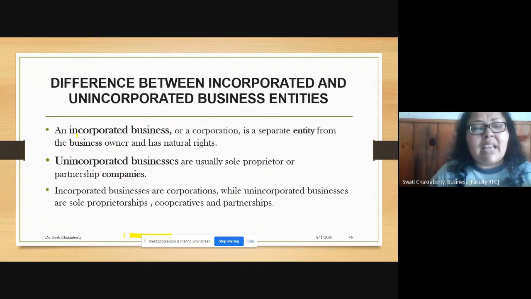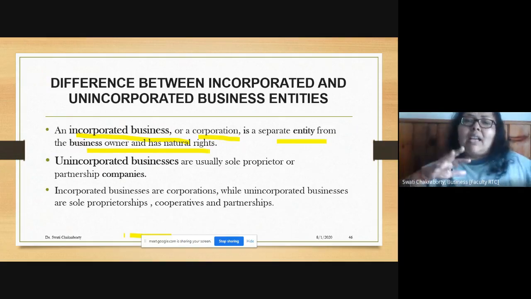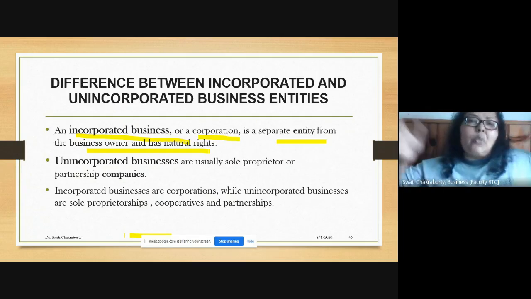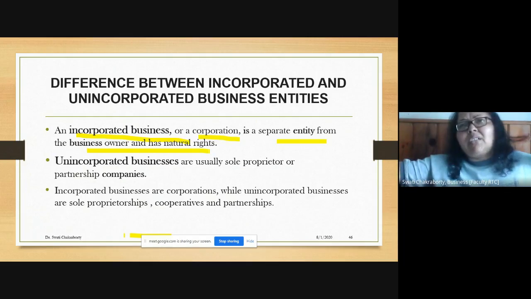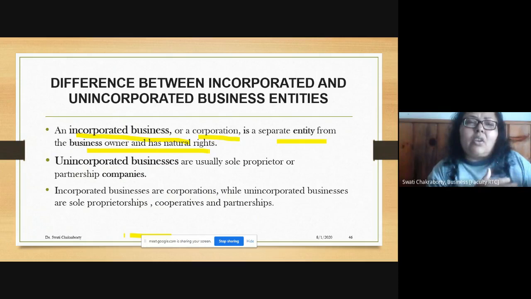Now, when we say an unincorporated business, let's talk of incorporated first. An incorporated business, or corporation, the other name, is a separate entity from its business owners. So it has its own legal entity separate from its business owners. I did tell you, a corporation will go on running even if the owners change or pass away, as long as there's money, and it has its own rights.